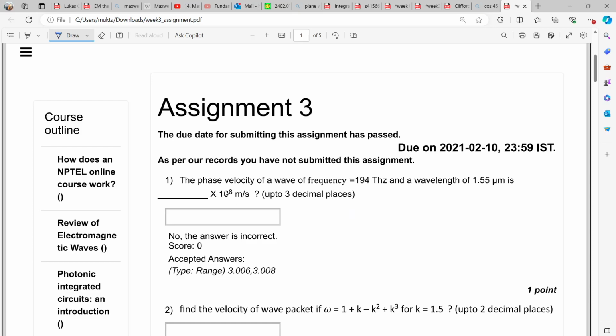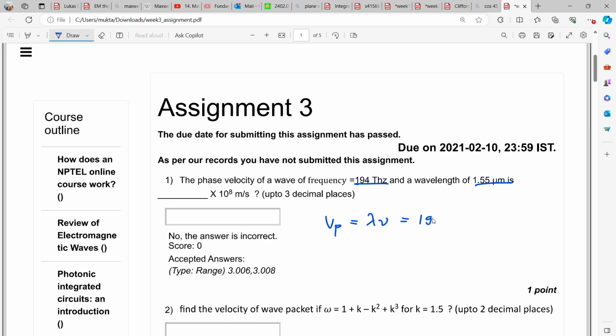Yeah. So the first question is: the phase velocity of a wave of frequency 194 terahertz and a wavelength of 1.55 micrometer is how much? So phase velocity, we know, Vp is nothing but, what is phase velocity? Omega over k, right? Or in this case, since they have given us the frequency, we can write it as lambda times nu.